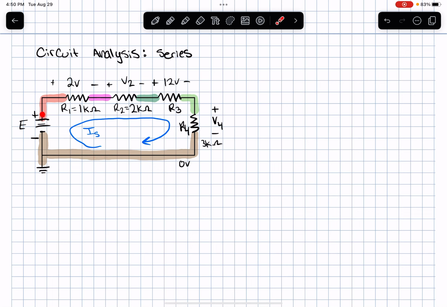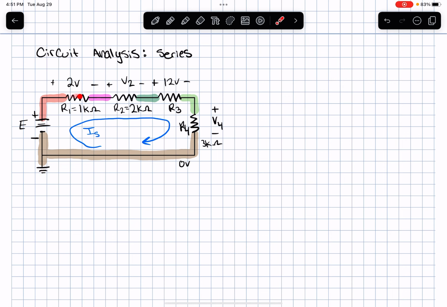I did a little colors here to depict the different nodes. This red one's the first node, or you call it whatever node you want. First node, pink is second node, third node, fourth node, and then the 5th node, which is the ground. That is always going to be 0 since it's connected to 0 volts since it's connected to ground.